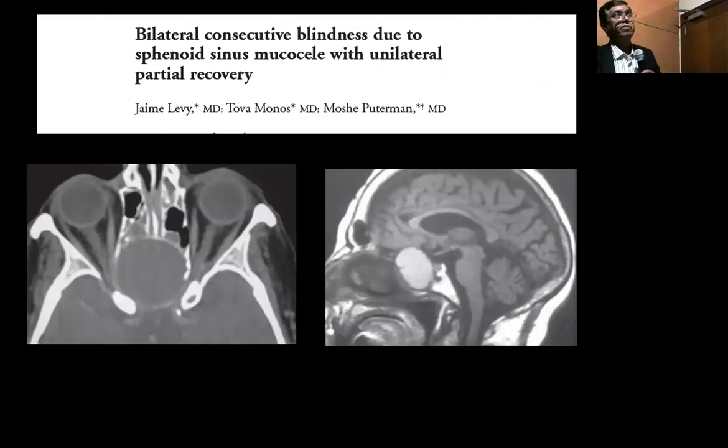Bilateral consecutive blindness caused by mucocele, blindness, irreversible. That's why you should diagnose these cases. Don't say common is common. Blindness. Which nerve of the cranial nerves is mostly affected? There is debate. Is it the optic nerve or the third nerve? It's equal. Some people say it's optic nerve, some people say third, and so on. But this is a paper saying that we have bilateral blindness and it was irreversible.